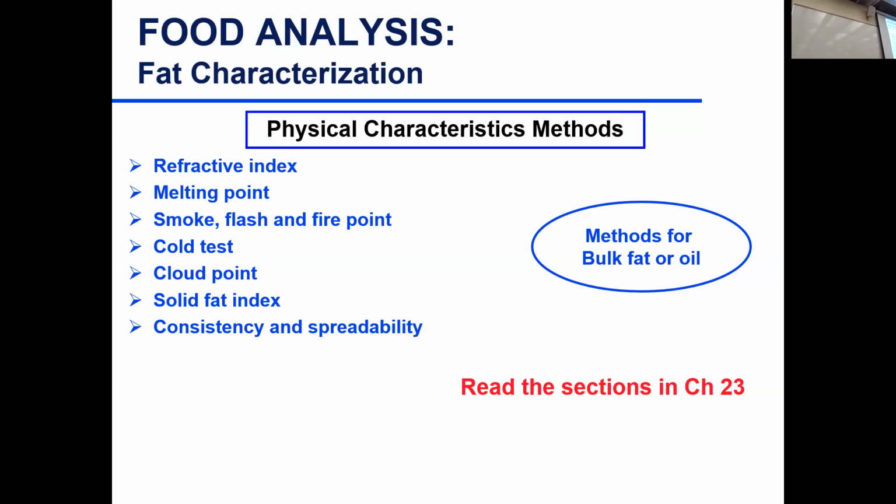Smoke, flash, and fire point, these are important characteristics, especially when you want to use the oil for processing, heating, frying. So smoke point is the temperature at which the oil starts smoking. And then above that, sparks, above that, fire.